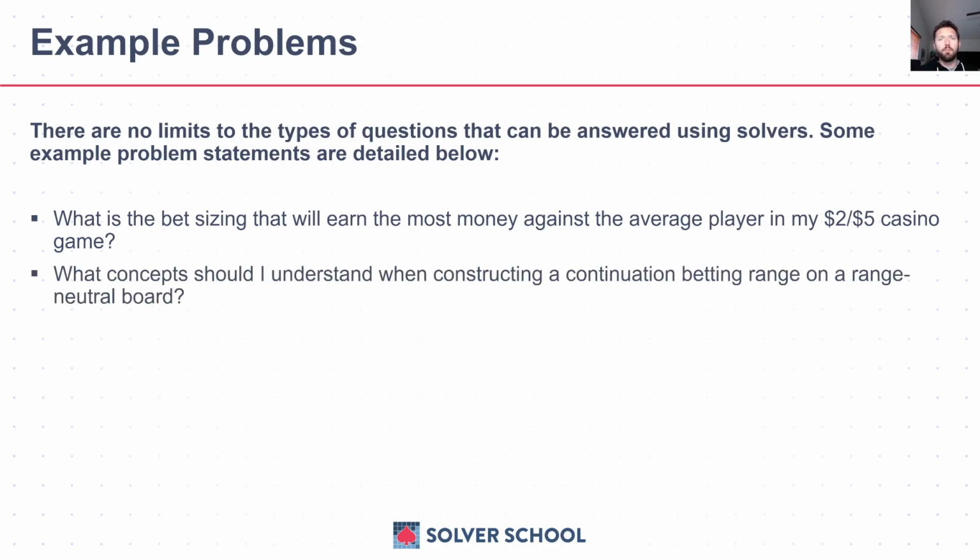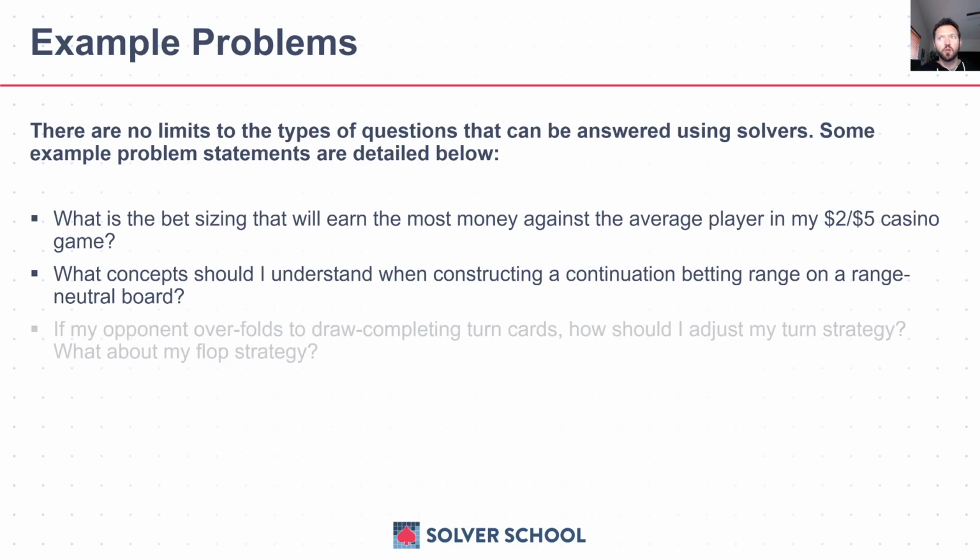The next one might be: what concepts should I understand when constructing a continuation betting range on a range neutral board? Again, we're pretty specific with this. We're not focused on the advantageous boards or the disadvantageous boards. We're focusing on the boards in which both players have somewhat comparable shares of the pot from an equity standpoint. We want to understand how we should be building our continuation range. So we're going into this solution with a specific question that we're trying to answer.